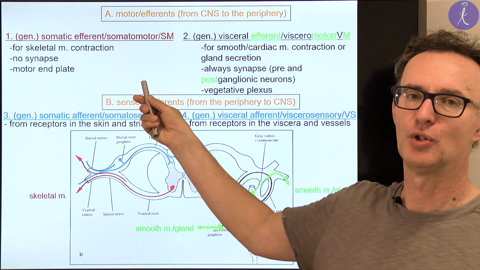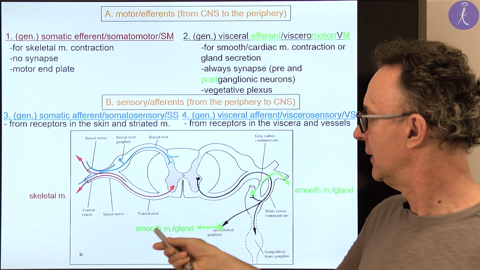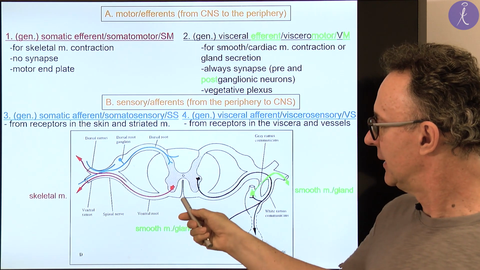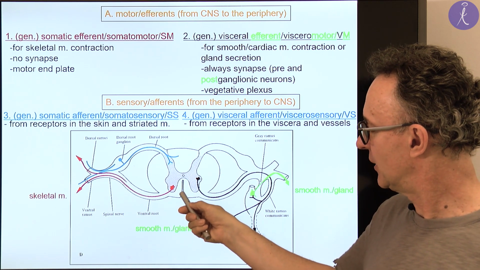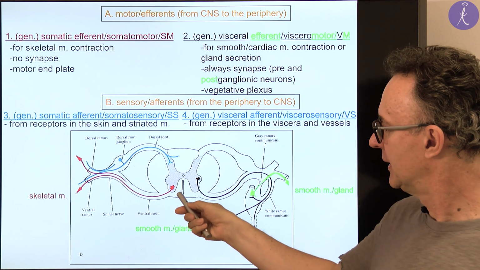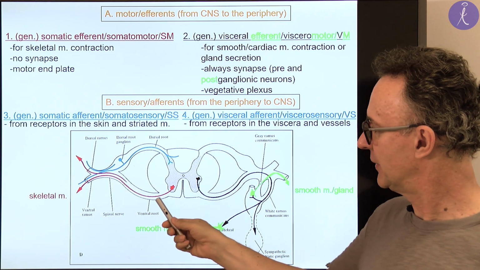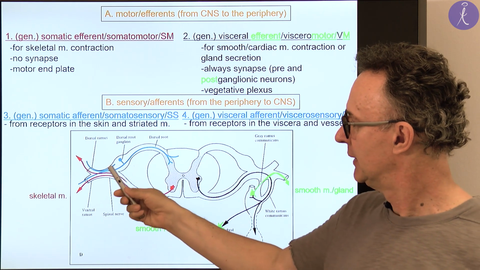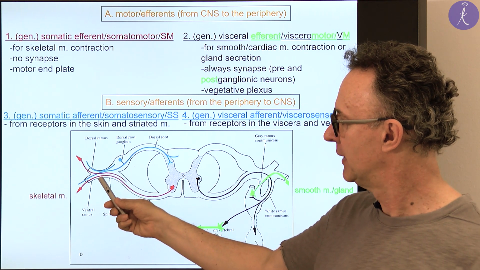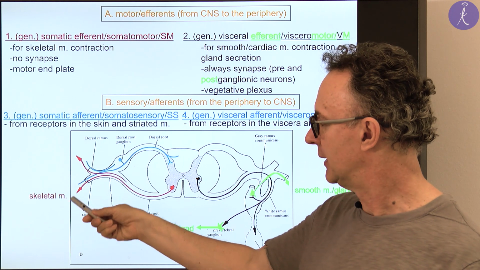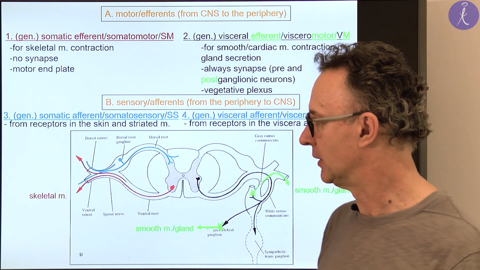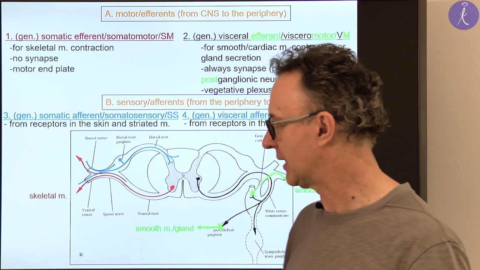One is the so-called somatomotor function. You can see this in red. At the level of the spinal cord, the motor neurons are located in the so-called ventral horn, and their axons will leave through the ventral root, then they enter the spinal nerve, and then they travel either through the anterior or the posterior or dorsal ramus.